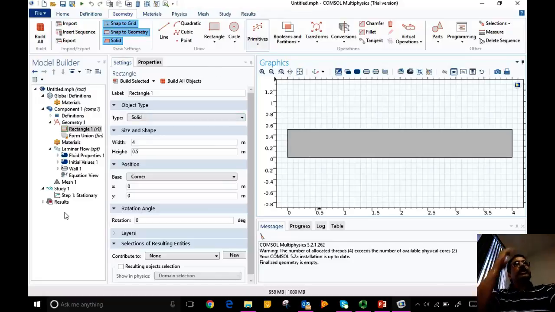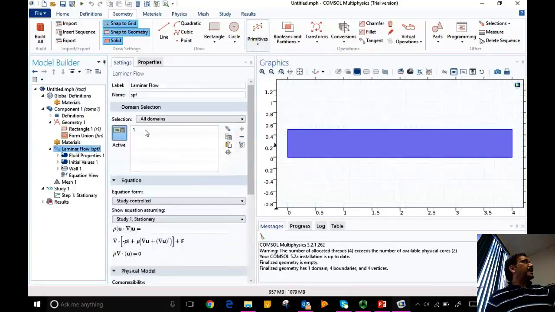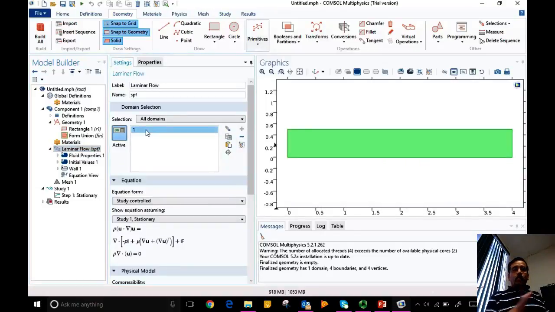Meshing, that was the next question, right? So I have defined my geometry, and the model that I have here is labeled as domain 1. That domain 1 will have these equations applicable to it.